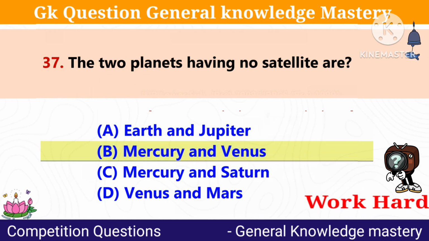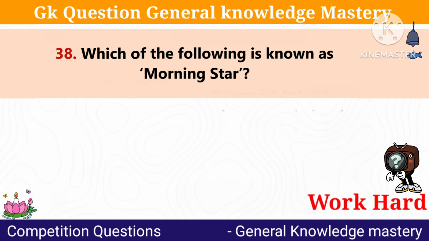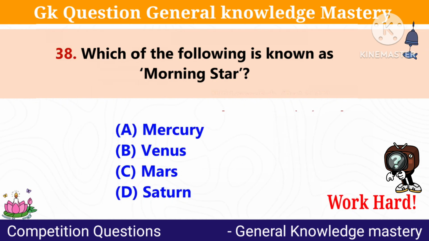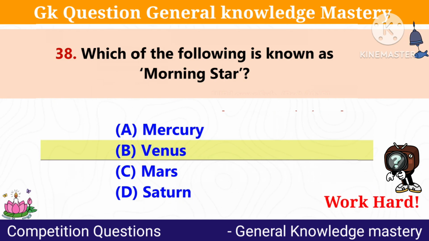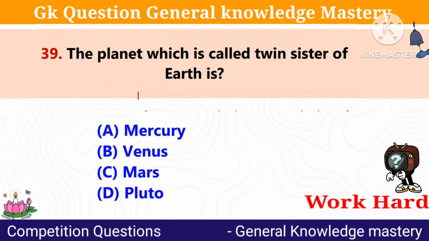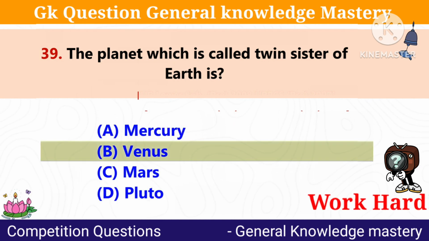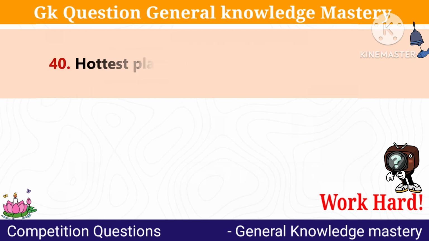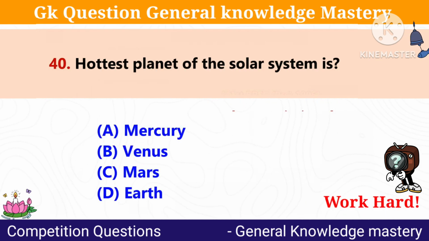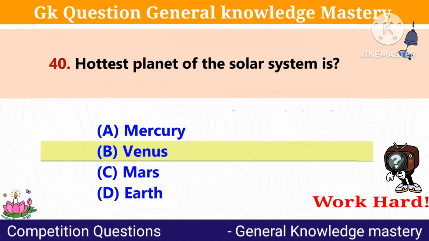The two planets having no satellite are? Answer: Mercury and Venus. Which of the following is known as the morning star? Answer: Venus. The planet which is called the twin sister of Earth is? Answer: Venus. The hottest planet of our solar system is? Answer: Venus.